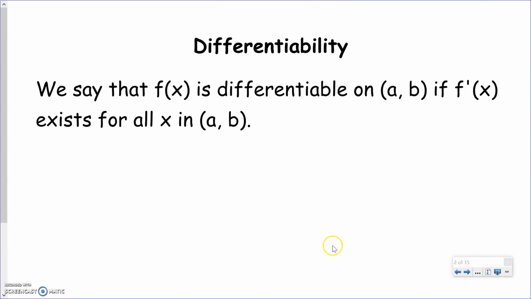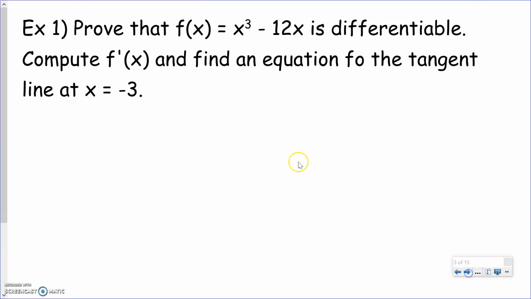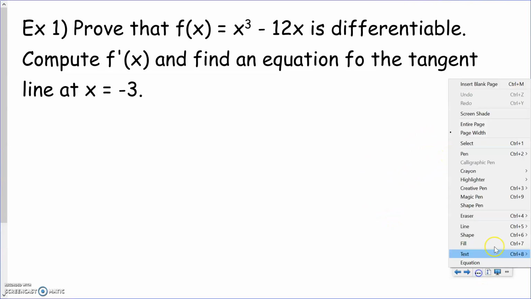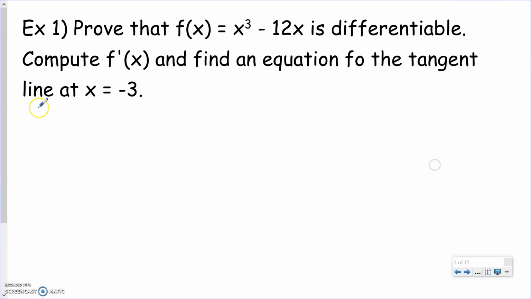Before we do that, we talk about differentiability. We say that f of x is differentiable on the interval from a to b if f prime of x exists for all x in a to b. So we're going to prove that, and to prove that, we are going to just do what we did in the last lesson and use our formal definition of a limit, or of a derivative.